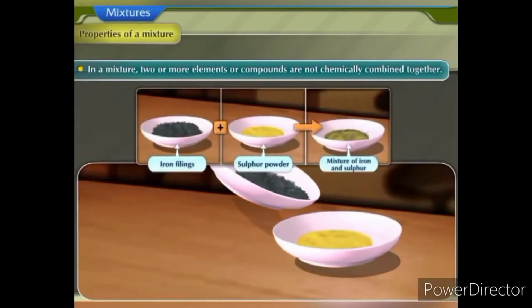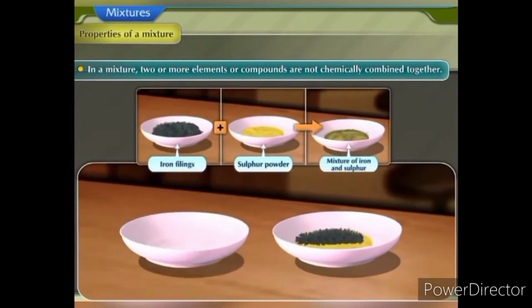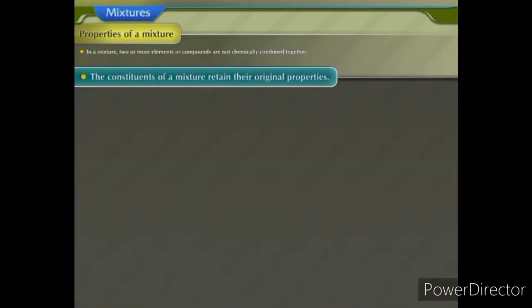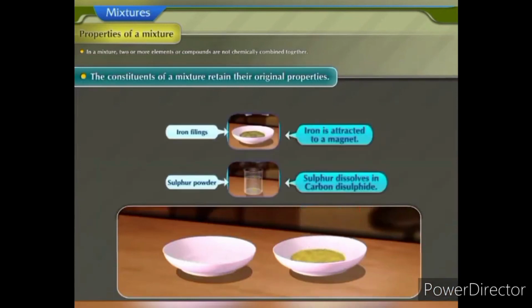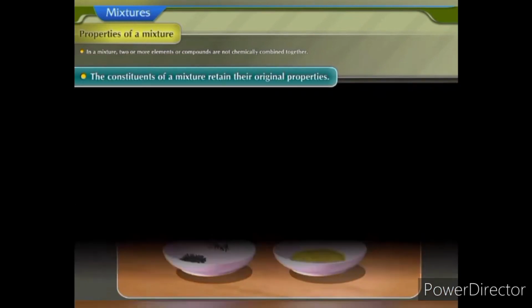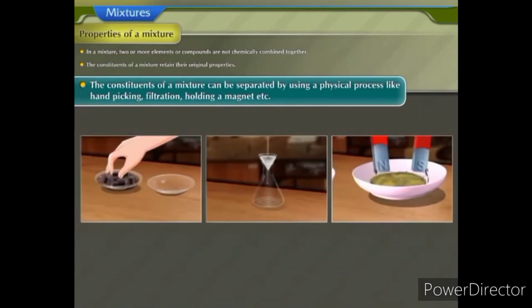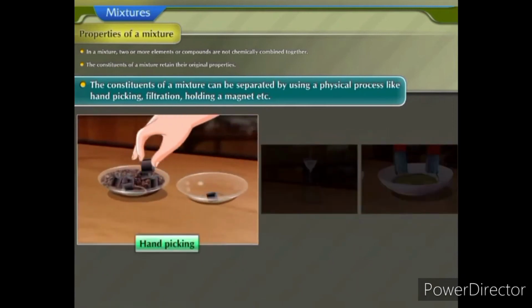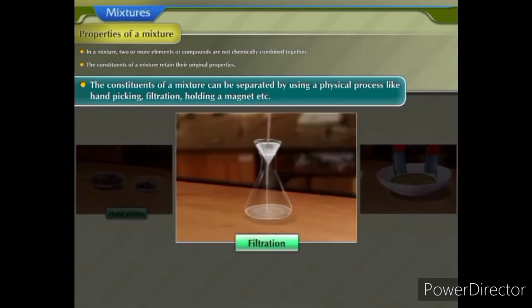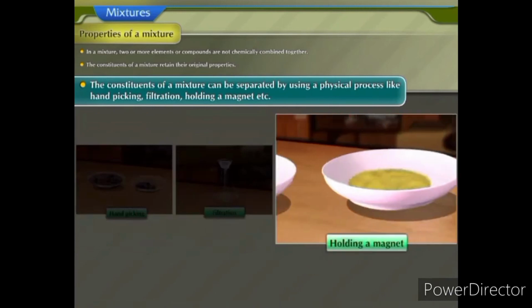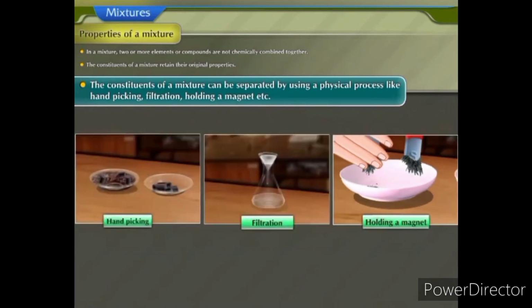Now, we can summarize the properties of a mixture. In a mixture, two or more elements or compounds are not chemically combined together. The constituents of a mixture retain their original properties. The constituents of a mixture can be separated by using a physical process like hand-picking, filtration, holding a magnet, etc. Here are a few more examples of mixtures.